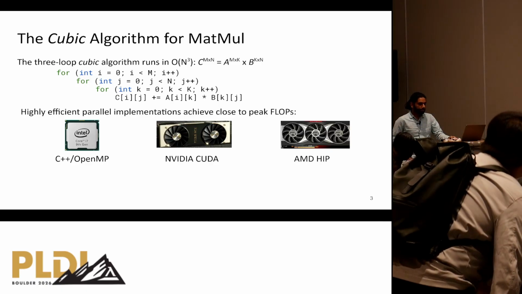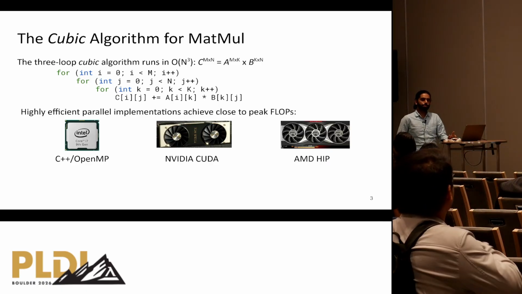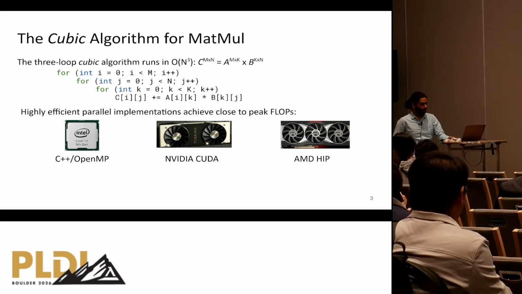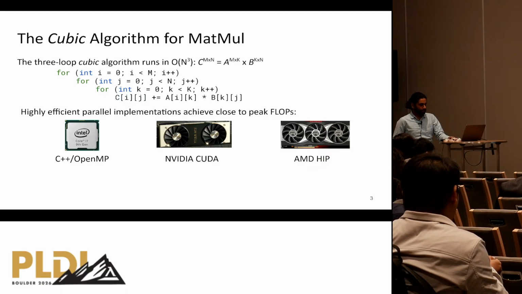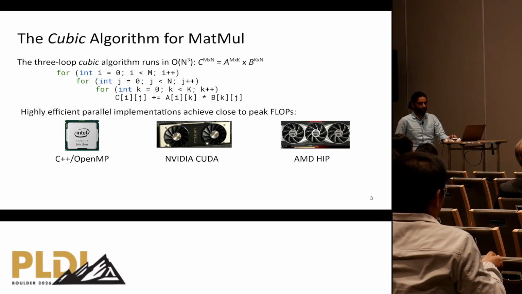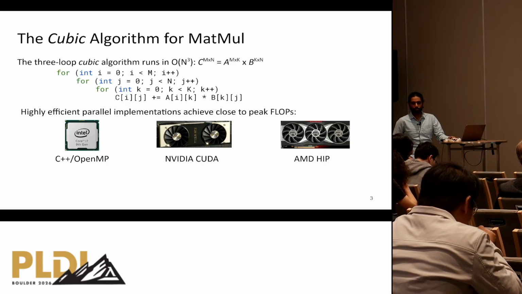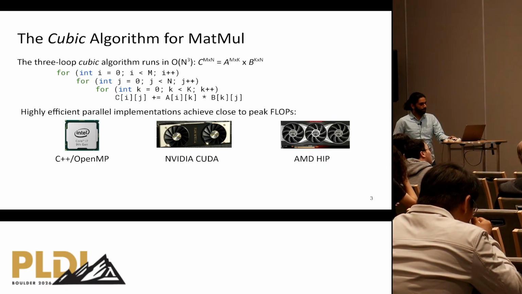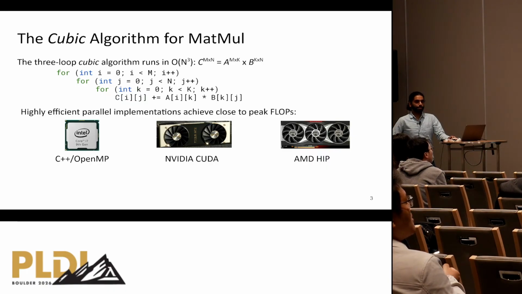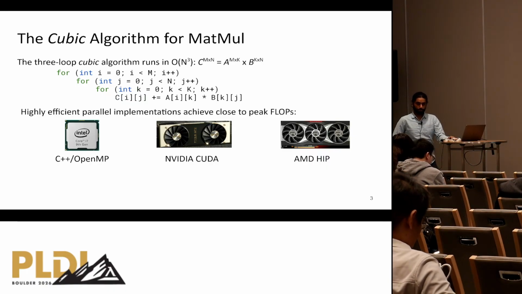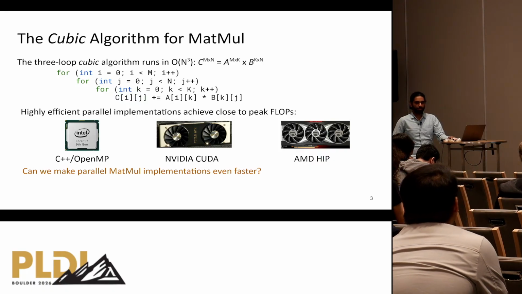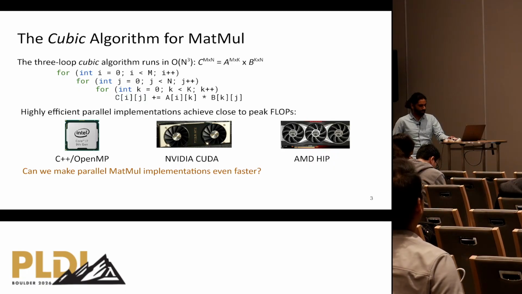And so how do we compute this matmul? Well, it's usually done using this three-loop cubic algorithm that we are all familiar with, over m, n and k. And over the last several decades, highly efficient parallel implementations of this cubic algorithm have been developed for CPUs and for GPUs, and these are so efficient that they obtain close to peak flops.